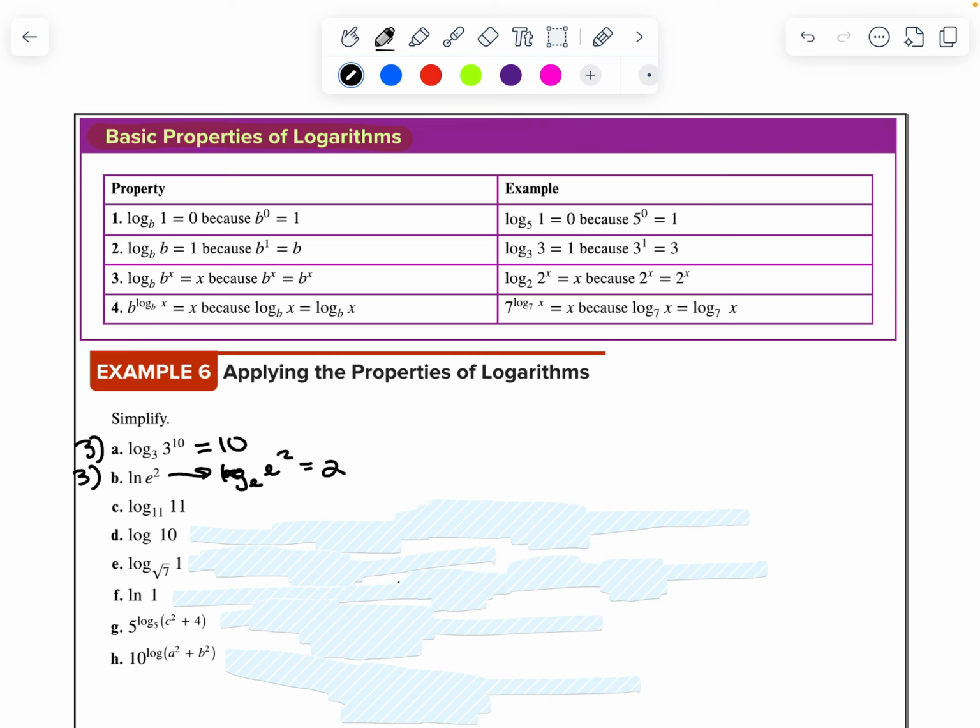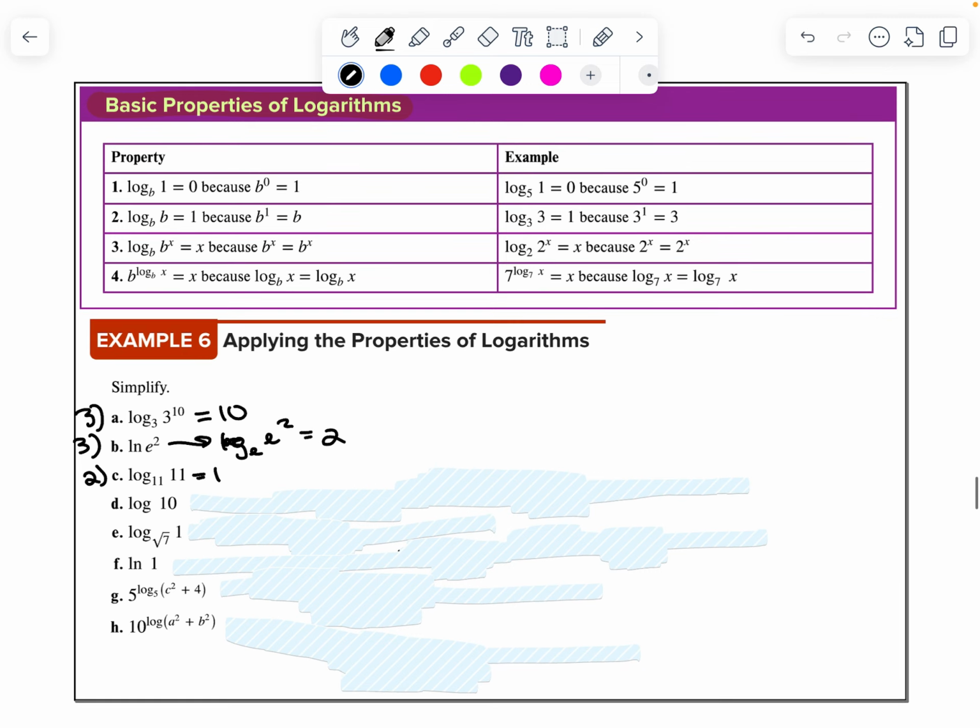Log base 11 of 11, that looks like property 2. That's got to equal 1. See if you can get the rest of these. D looks like another property 2. That's the same thing as log base 10 of 10. It gives us 1.